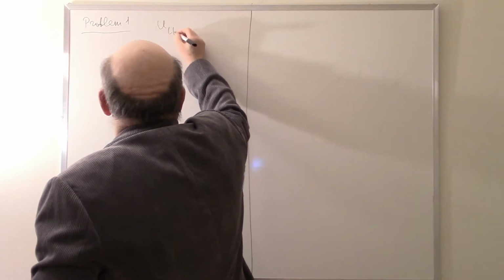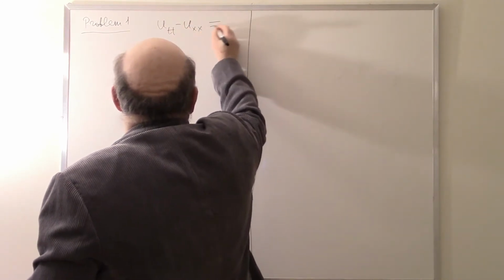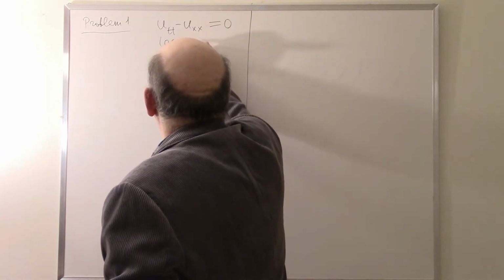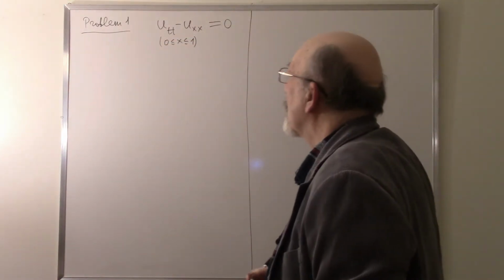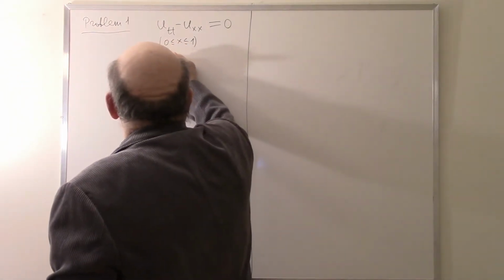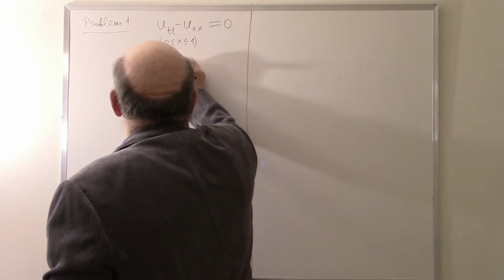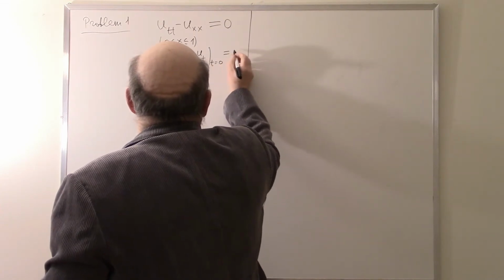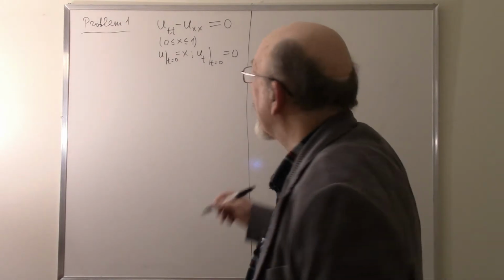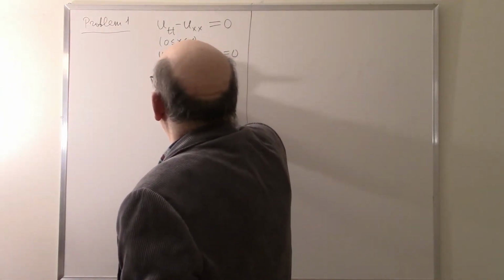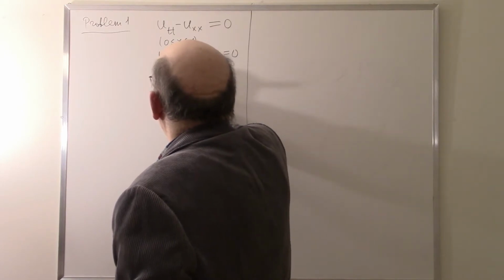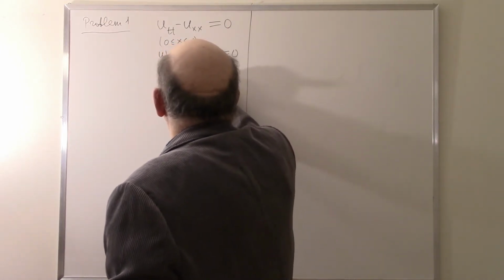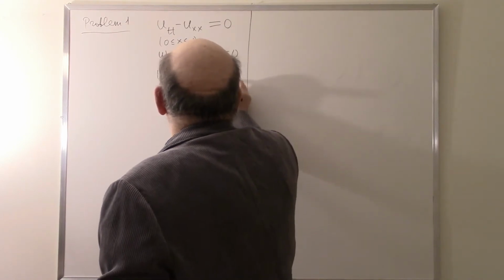Equation: it's a string equation on the segment between 0 and 1. Initial conditions: u for t equals 0 equals x, u_t for t equals 0 equals 0. And the boundary conditions, say we take the Dirichlet conditions, u for x equals 0 equals 0, u for x equals 1 equals 0.